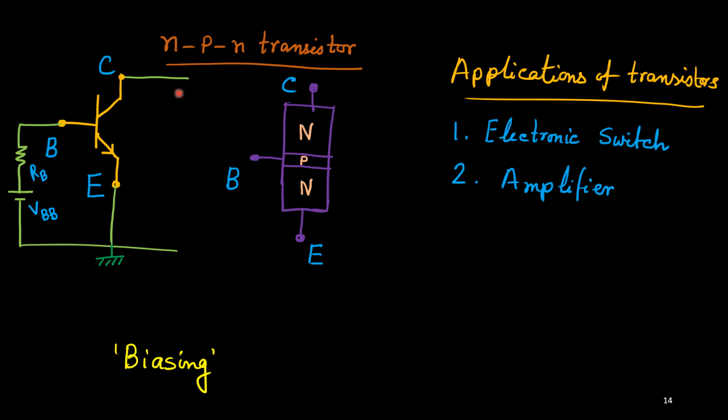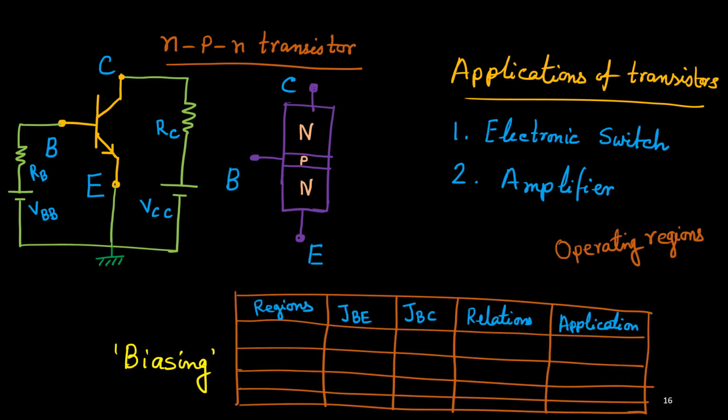Similarly, on this side, the collector and emitter side, we will connect one source and one resistance. This is called VCC, and for the resistance we'll use the symbol RC, right? Now we'll define the three different operating regions of BJTs. So the first one is the cutoff region. What is the cutoff region? To understand the cutoff region, we need to understand these junctions.